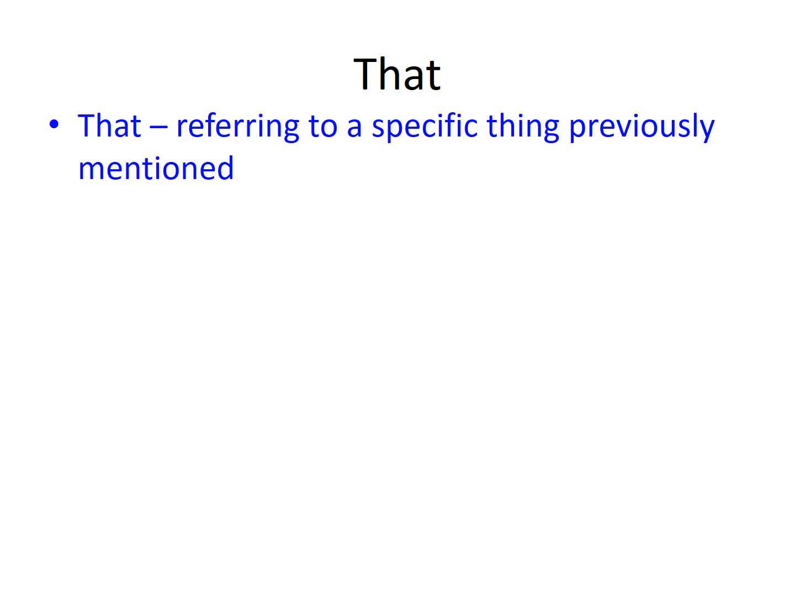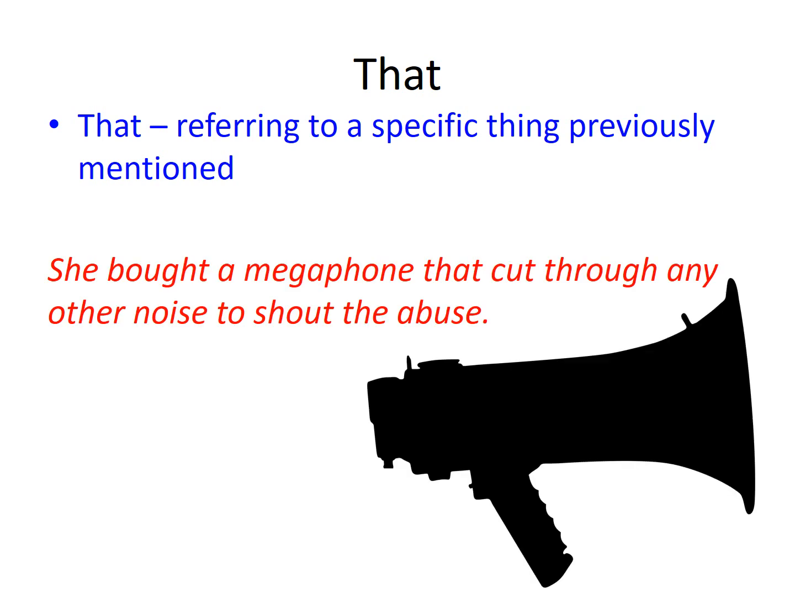That refers to a specific thing that's been already mentioned and links one clause to another. So for example, let's see how that is used in the sentence below. She bought a megaphone that cut through any other noise to shout the abuse. That is used to complement the main clause, that she bought a megaphone, but also that the megaphone that she bought cut through any other noise that was there to shout the abuse. We need that word because it's relative to both clauses and it makes the most sense.